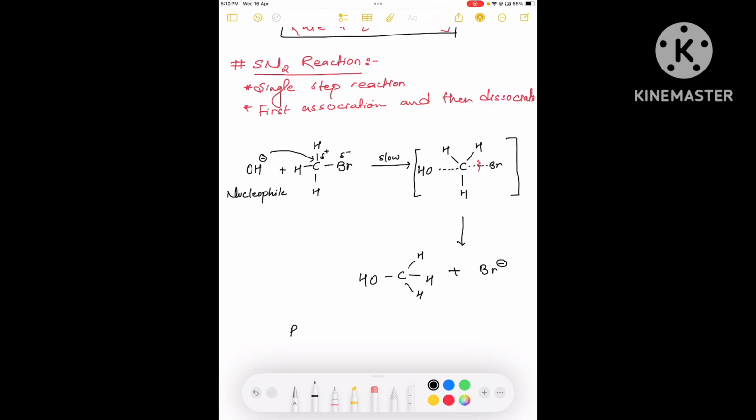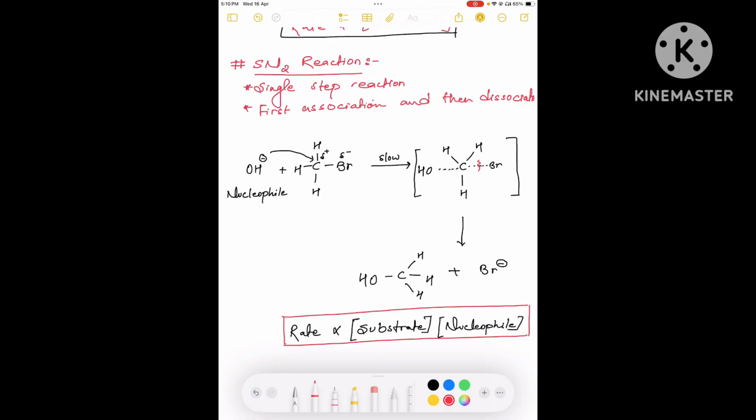So here the rate is dependent on both things. It is dependent on the substrate as well as the nucleophile. So rate is dependent on both substrate and nucleophile, hence we call it SN2 or substitution nucleophilic bimolecular. So the reason behind calling it SN2 is because rate is dependent on substrate and nucleophile both. And in the above case it was only called SN1 because the rate was dependent only on the substrate.